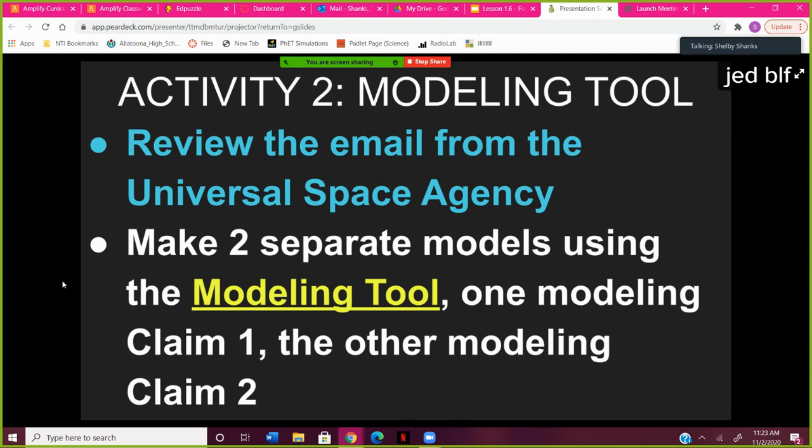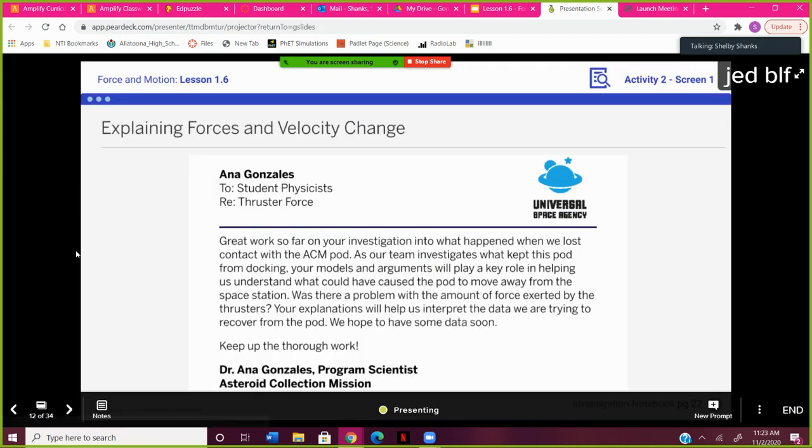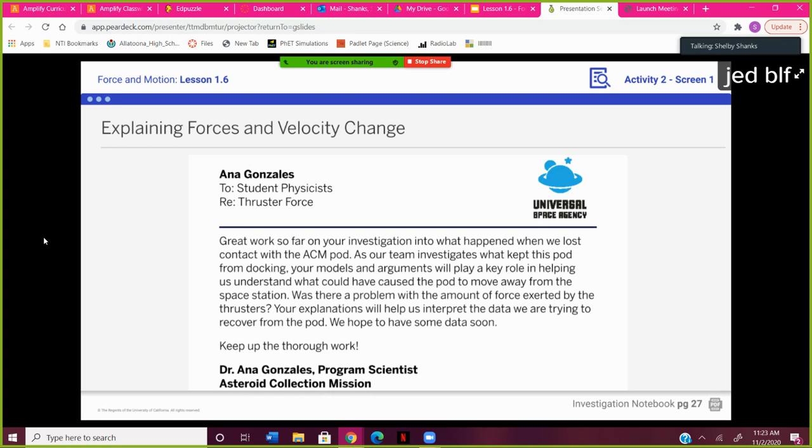So the first thing that we're going to do for activity 2, we're going to review the email from Universal Space Agency. And then we are going to eventually use that modeling tool to create 2 separate models, modeling claim 1 and then modeling claim 2. So here is our email from Anna Gonzalez from the space station. I'm going to read it to us.